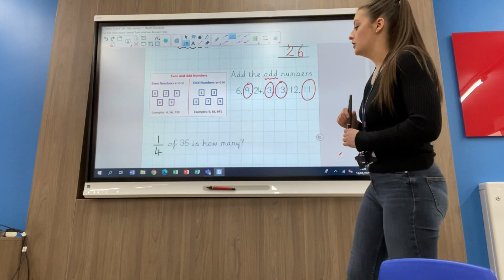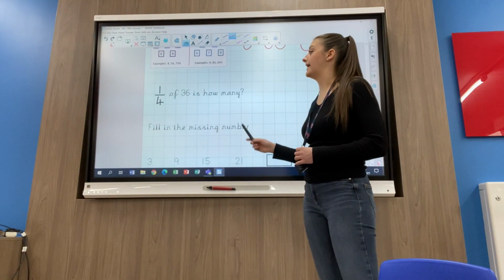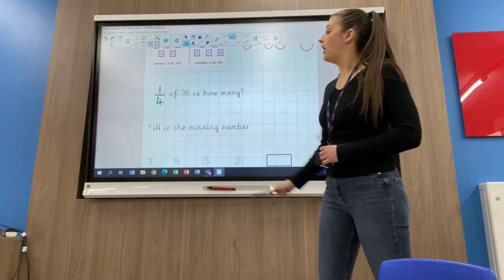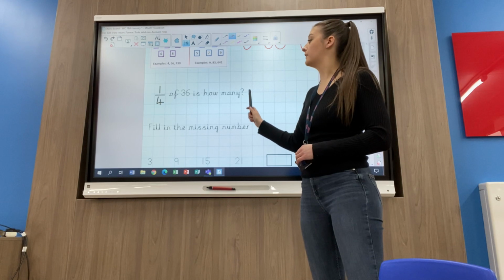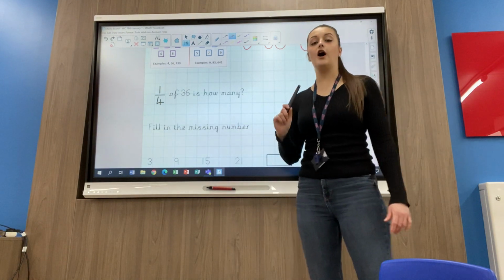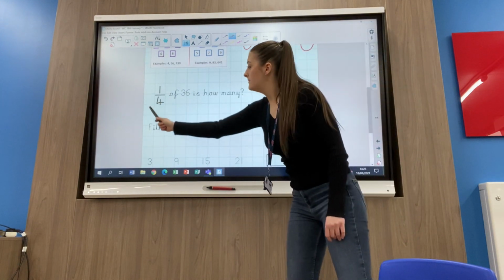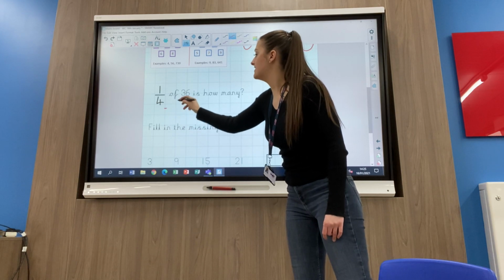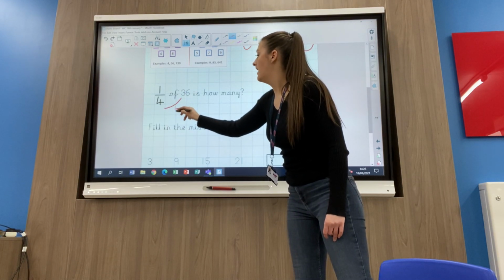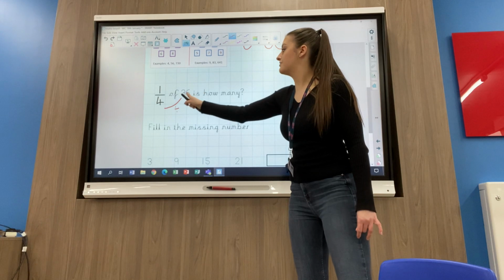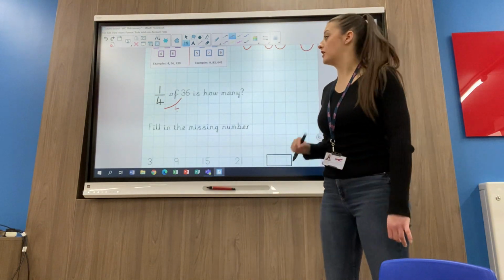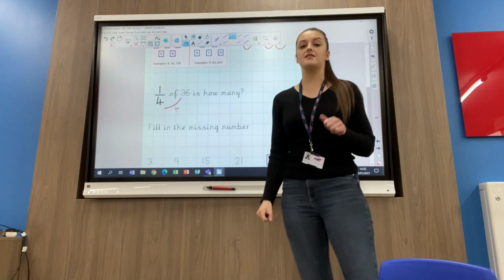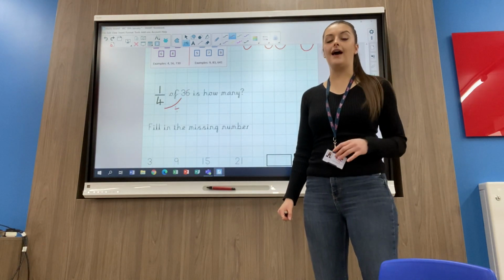Moving on then, you've got another fraction question again in this section. So we've got a quarter of 36 is how many, okay? Now a fraction is part of a whole. So my denominator is 4 divided, and it's asking me how many 4s go into 36, and I just want one of those parts. So all we need to do is count our 4s until we get to 36, and we will have our answer.